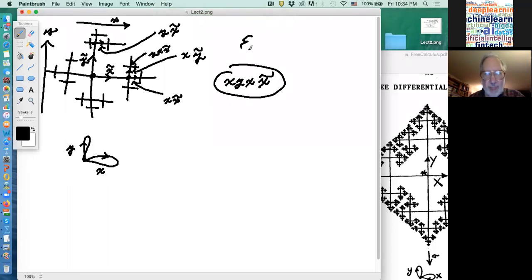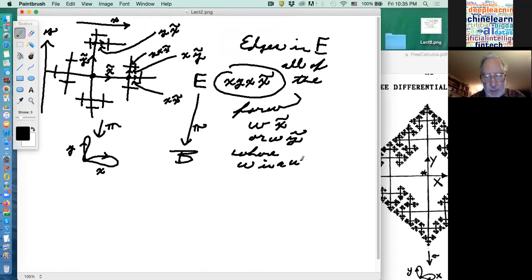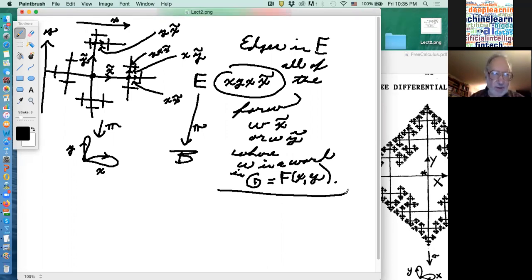So the edges in our covering space, the edges in E, are all of the form omega times x tilde or omega times y tilde, where omega is a word in G, equal to the free group on x and y. All right? So that's an indexing of every edge in the whole thing.